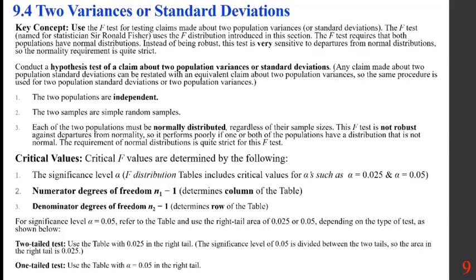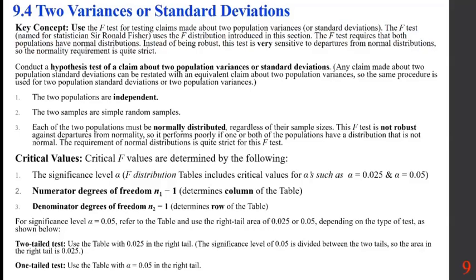2. Numerator degrees of freedom, n1 minus 1, determines the column of the table. Denominator degrees of freedom, n2 minus 1, determines the row of the table. For significance level alpha equals 0.05, refer to the table and use the right tail area of 0.025 or 0.05, depending on the type of the test, as shown below.